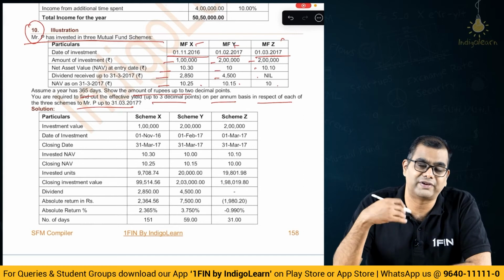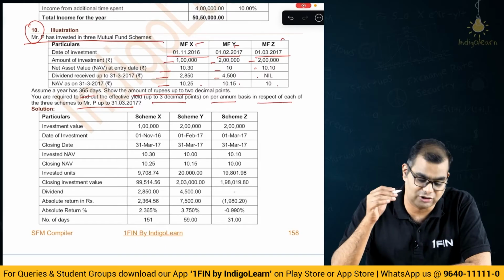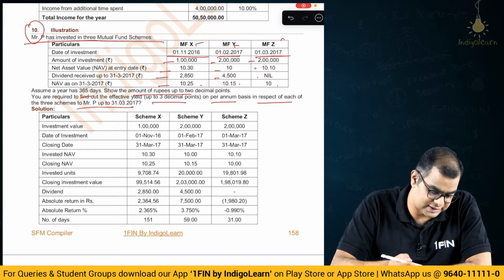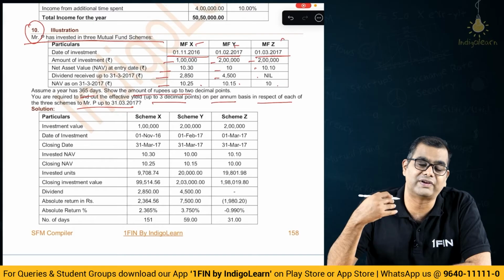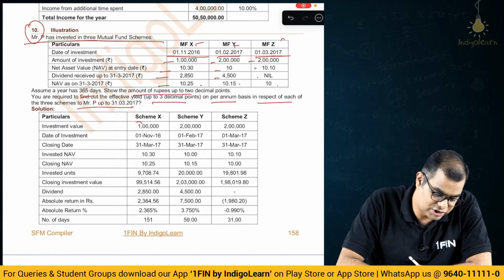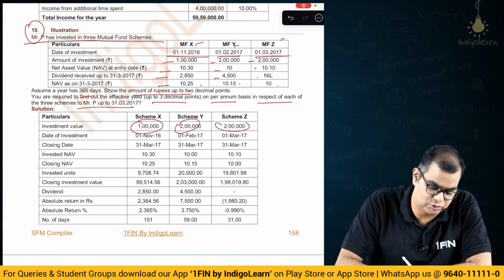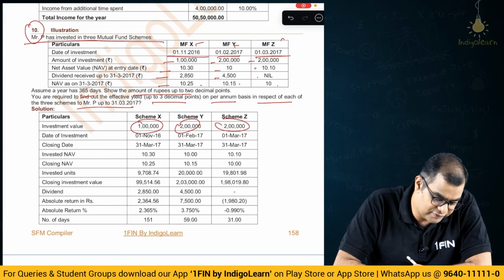So, you are supposed to find out the effective yield, that is basically what is the yield that has been generated on the investment that you have made. This is not annualized, they have said on a per annum basis, yes. So, you have to give an annual effective yield. So, how you do it is, originally you invested 1 lakh, 2 lakh and 2 lakh, that is the original value. And when did you invest? 1st November, 1st February and 1st March of 2017.